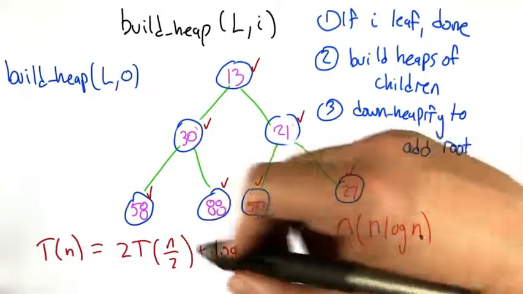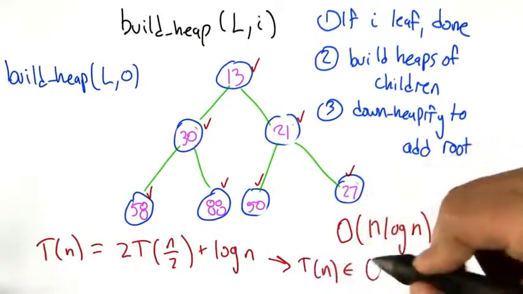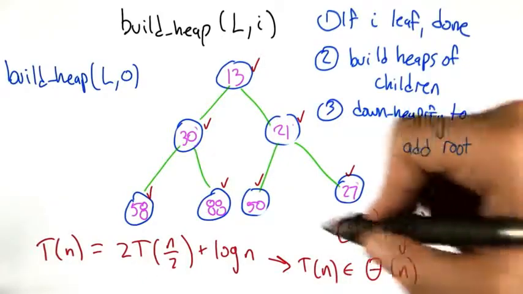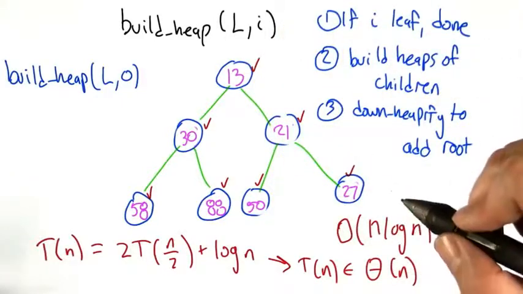And there's a tighter analysis, which I'm not going to give, that actually shows that this T of n is in big theta of n. So we can actually establish the heap property throughout a tree of n nodes in linear time. That's pretty cool.